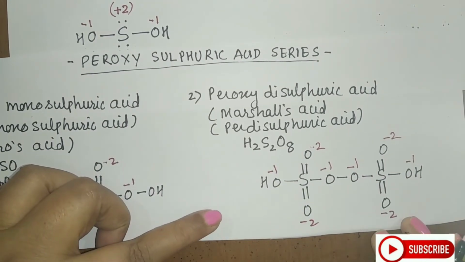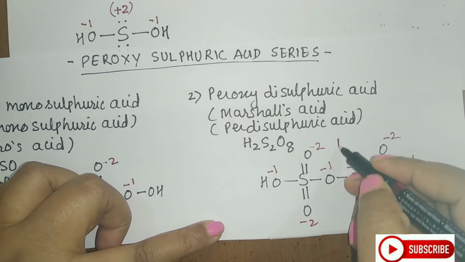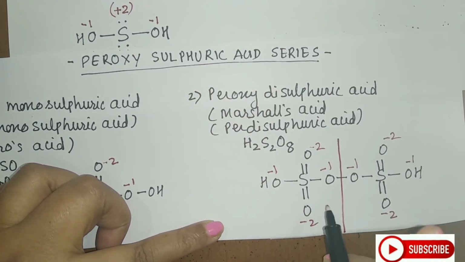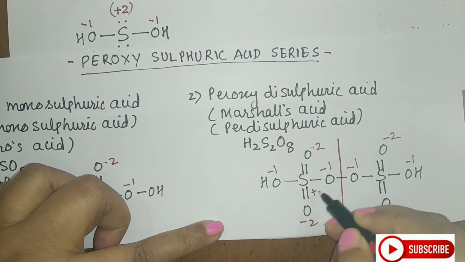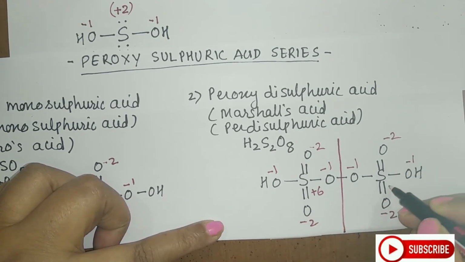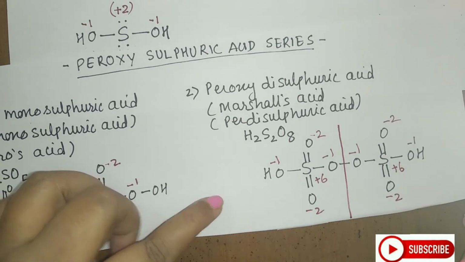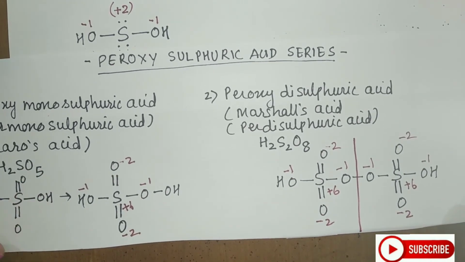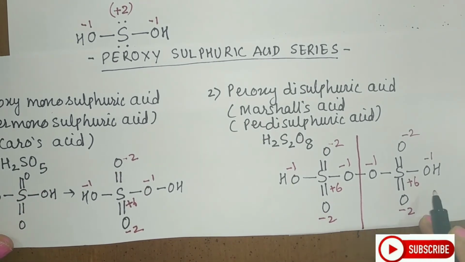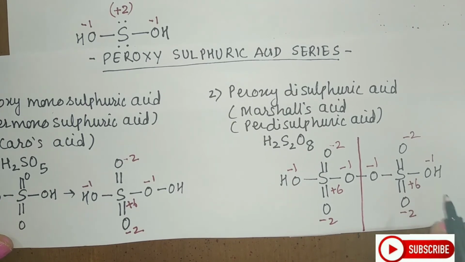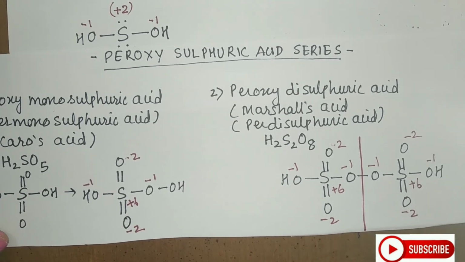Students, if you see the molecule, this is symmetrical. I can cut in this way. So the oxidation numbers will now become easy. 2 and 2, 4, 5 and 6. So here sulfur is in its +6 oxidation state. Here also it is in +6 oxidation state. So this is Marshall's acid. And here both the sulfur atoms will exhibit sp3 hybridization. Let us move on to the next series.